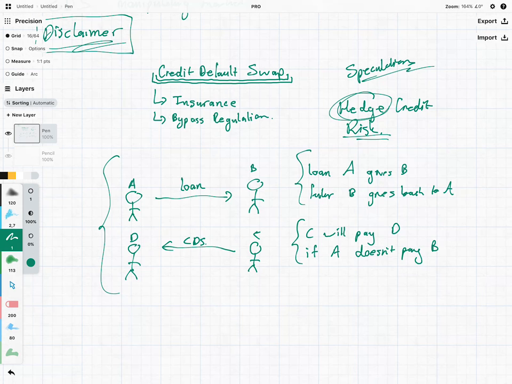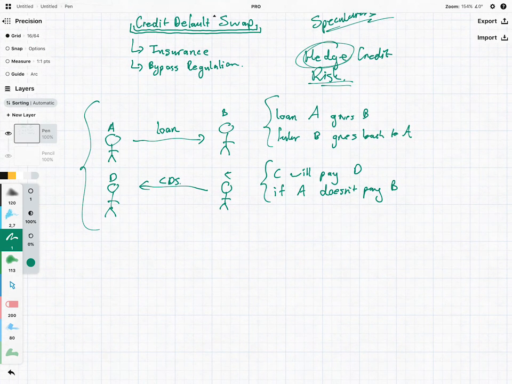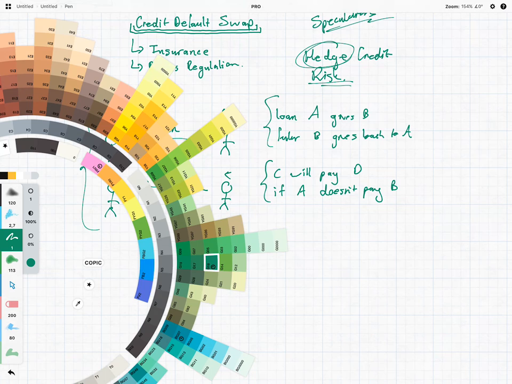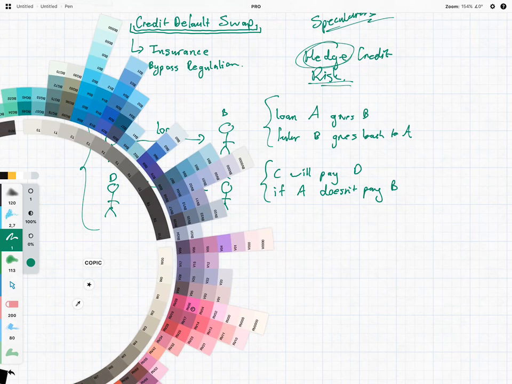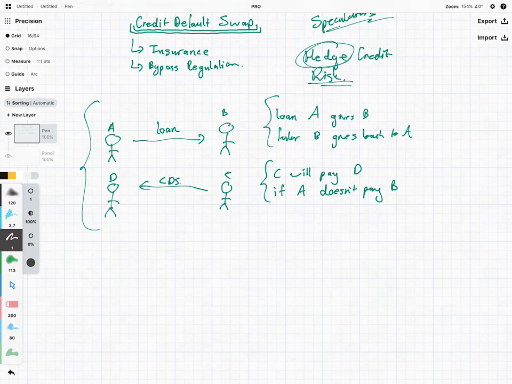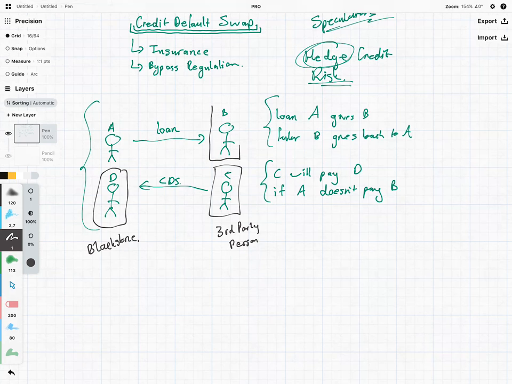And this is where BlackStone gets involved. BlackStone comes along, let's maybe change the color. What's a good color for BlackStone? I don't know, this dark gray. So we have BlackStone being person number D. Here comes BlackStone, and they're going to buy a credit default swap from any third party person, on a company that is kind of struggling.